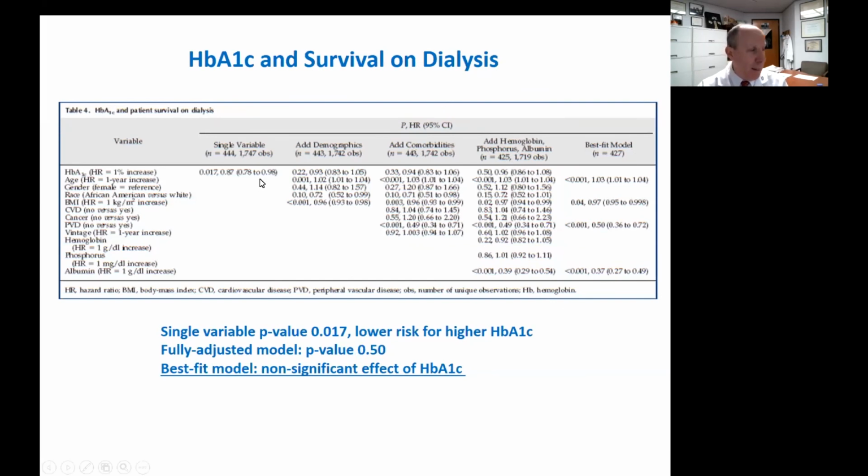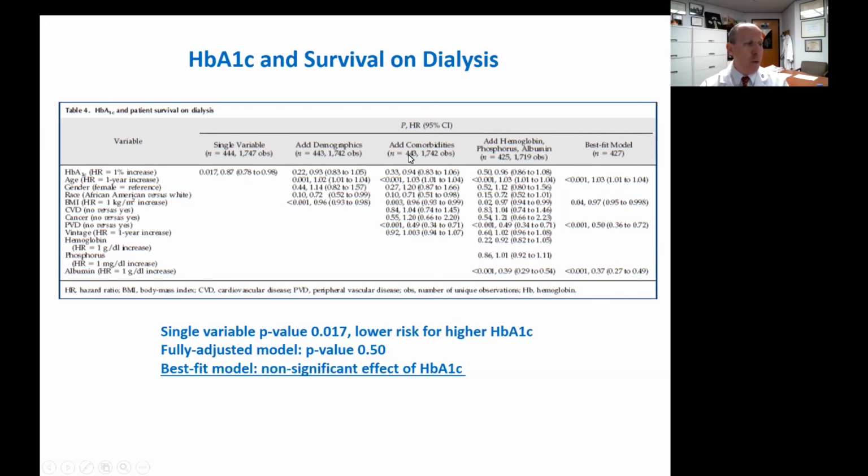Hemoglobin A1C, actually, in the demographic adjusted model is not significant. P-value is 0.22. In the unadjusted model, looking at it alone, it is significant, just like you saw in the other study. The higher the A1C, the better the survival, which is not intuitively what we'd expect. The higher the glycated albumin, the poorer the survival. So hemoglobin A1C should go in the same direction.